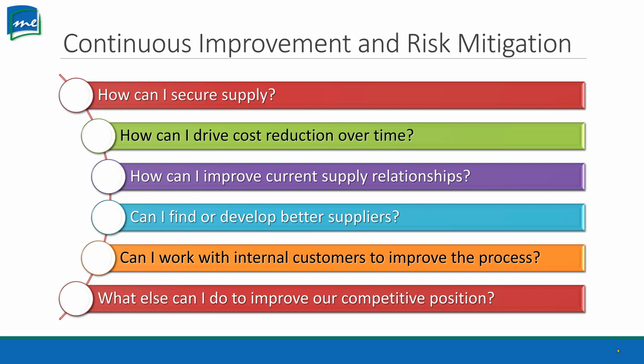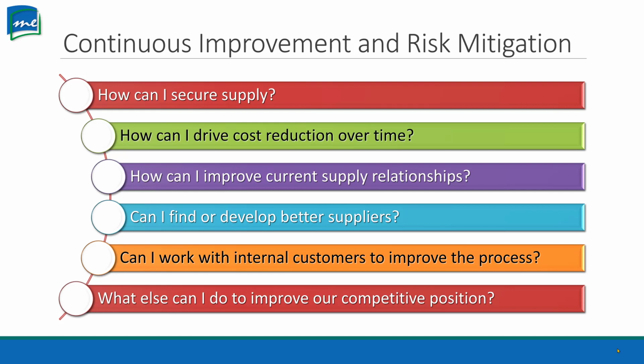And can you find or develop better suppliers? That's a possibility. You should always be looking to see if there's another supplier. And can I work with internal customers to improve the process? This is internal to your company. Do you have to wait until they come into your office and say, I need more of this? Usually they wait till the last minute, which means you need to jump through hoops to get it done now. Or can you improve the process so you know ahead of time that next week they're going to be looking for this item, so you make sure it's here? How can you improve that process?